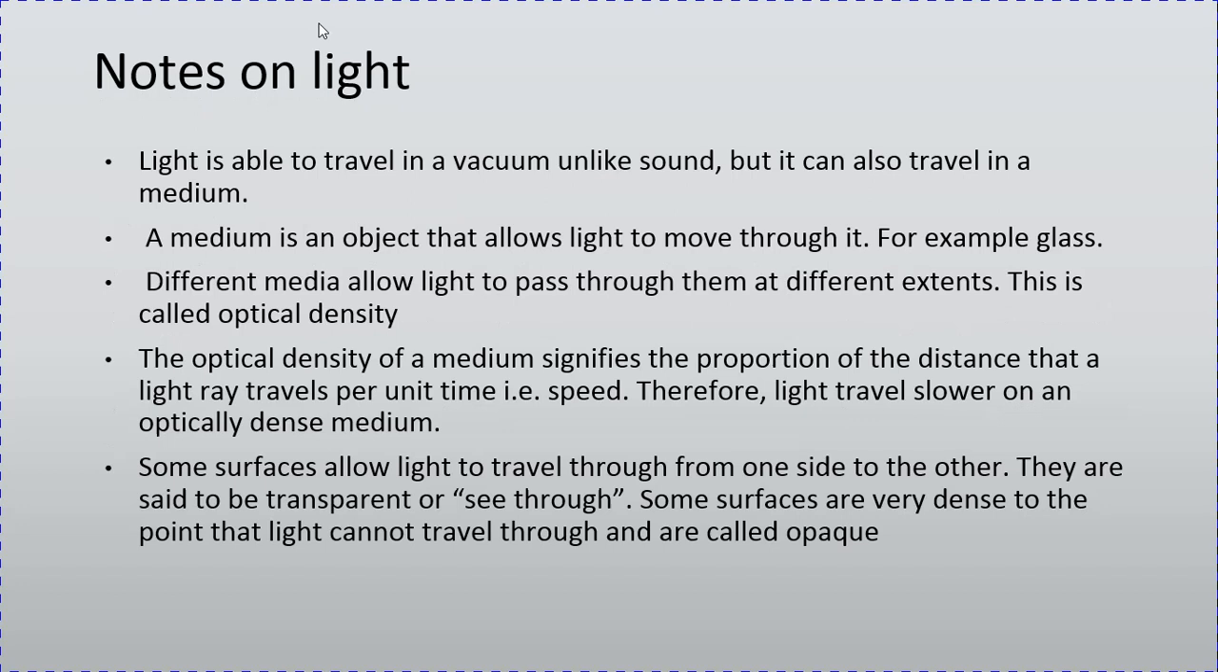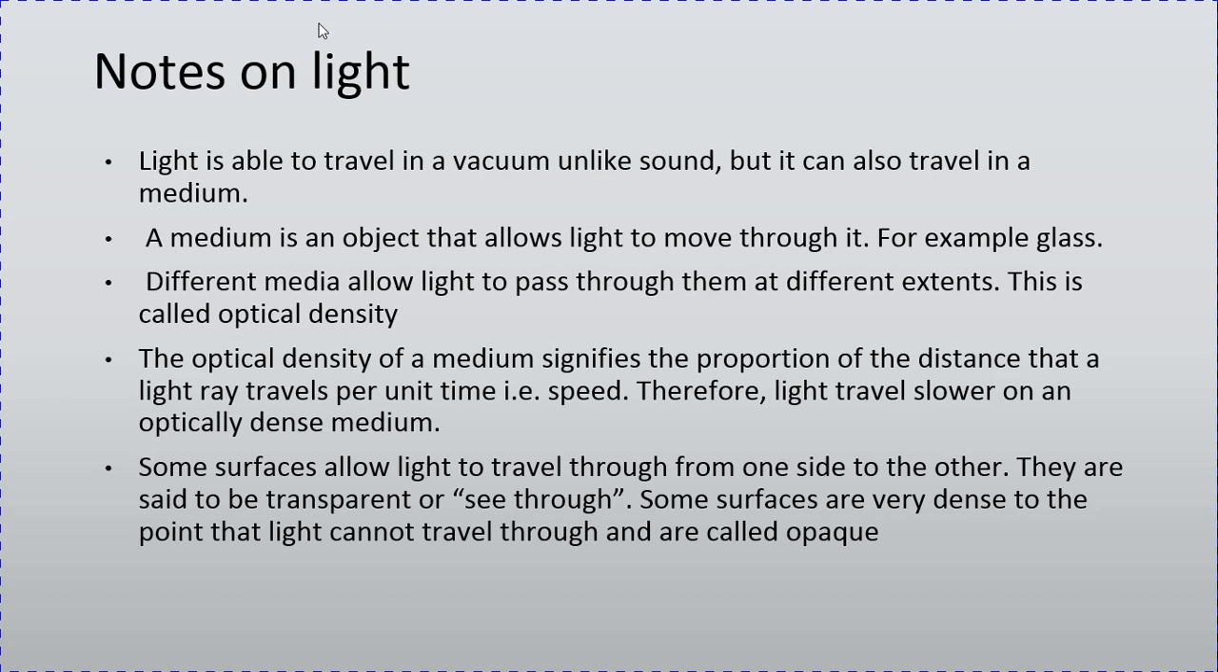Pointers to take from the light subject: light is able to travel in a vacuum unlike sound, but it can also travel in a medium. A medium is an object that allows light to move through it, for example, glass. Different media allow light to pass through them to different extents. This is called optical density. The optical density of a medium signifies the proportion of the distance that a light ray travels per unit time, i.e. speed. Therefore, light travels slower in an optically dense medium.